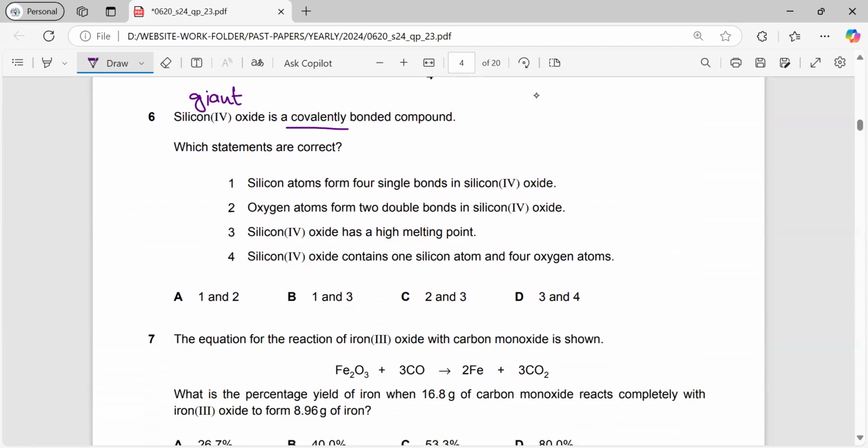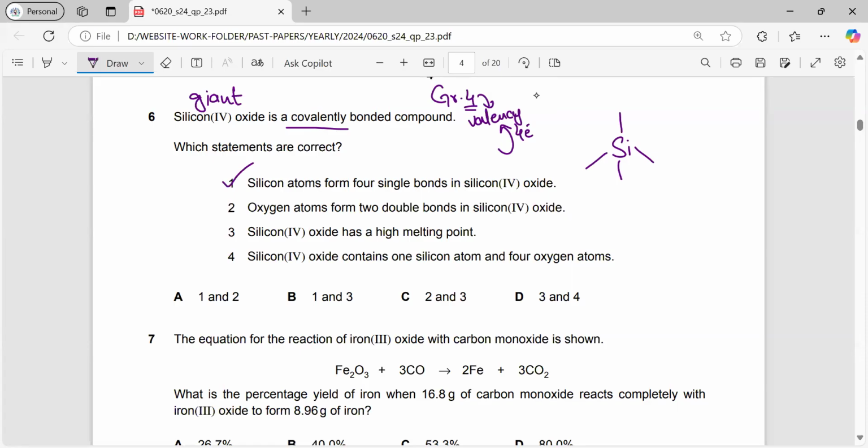Silicon atoms form 4 single bonds in silicon oxide. Silicon is present in group number 4. If it is present in group number 4, that means it has 4 valence electrons. 4 valence electrons means it needs 4 more electrons to get completed. So silicon has a valency of 4, so it forms 4 bonds in silicon oxide. So that's true.